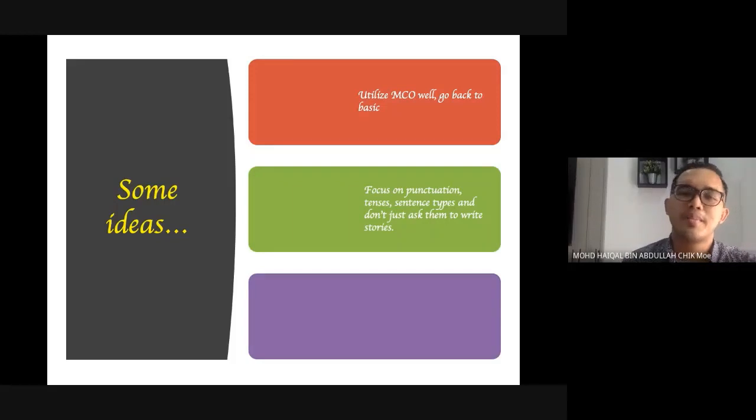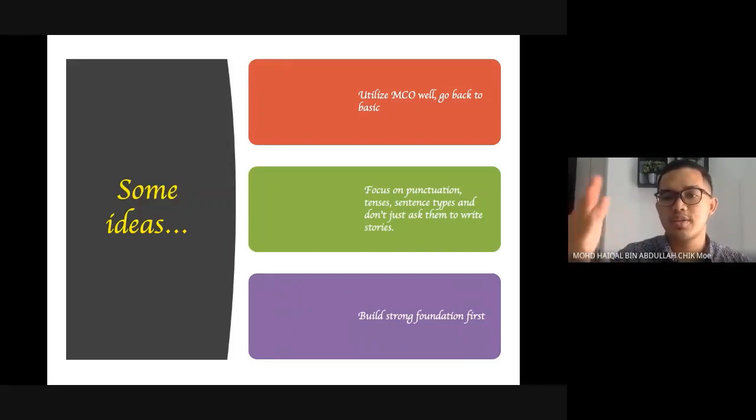Pity them. Every week they have to write a story. Just post a picture, share a question, and ask them to write stories. We also don't have time to mark each and every one of them, right? So vary the exercises for them. And the last one, build a strong foundation lah, by doing all those exercises.